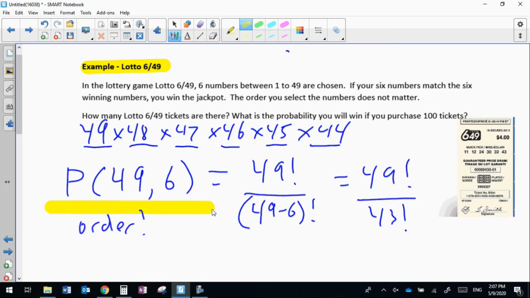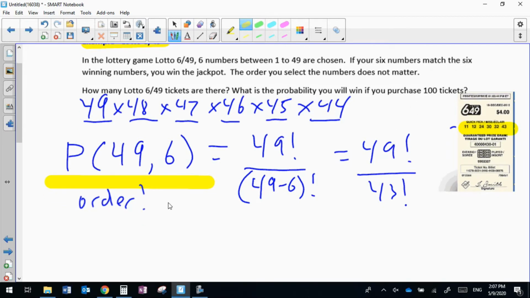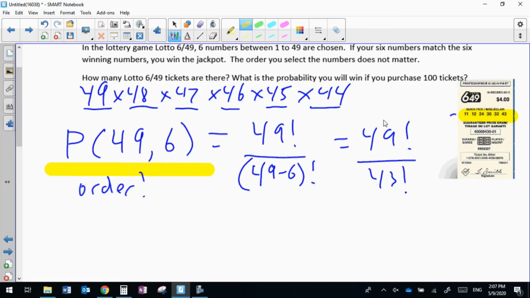A permutation is an arrangement. In this case, there is no proper order. Look at this ticket right here. You can kind of see those numbers there. It doesn't matter what order you pick those numbers in. Those are the 6 winning numbers. They're just written in numerical order. So there are clearly fewer tickets than this massive number.